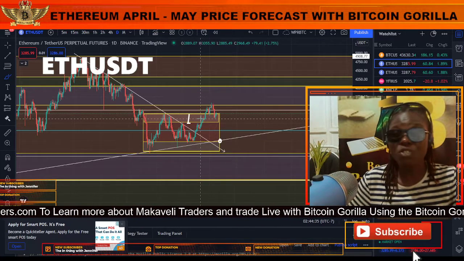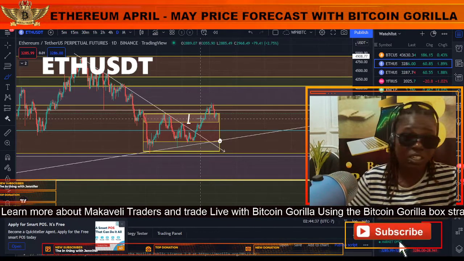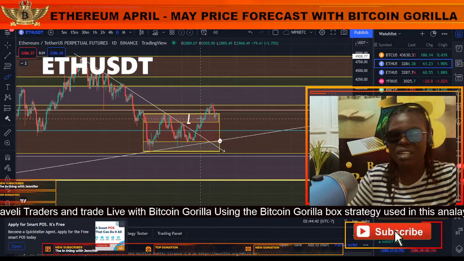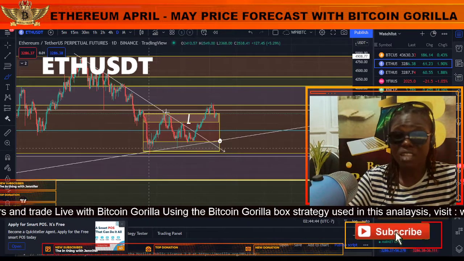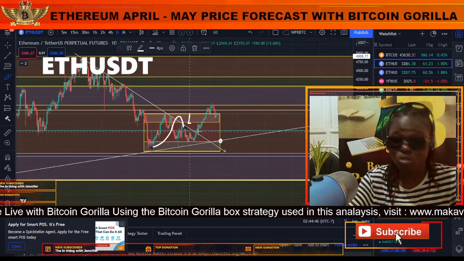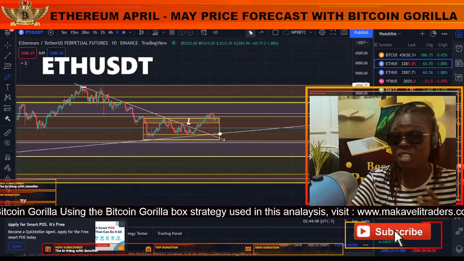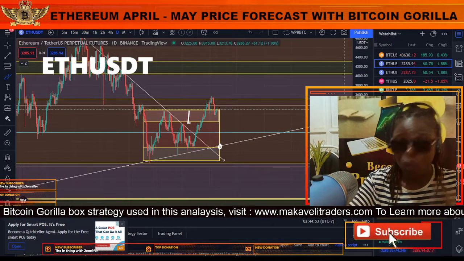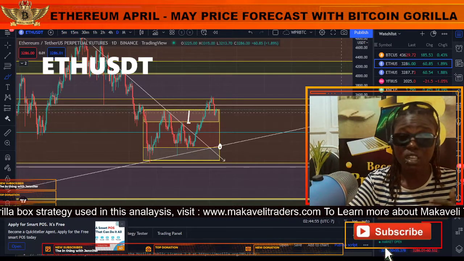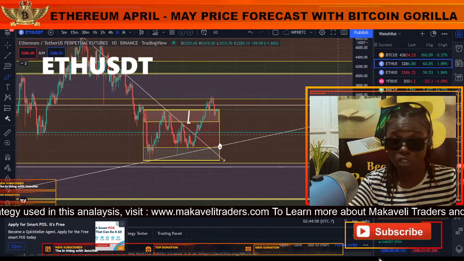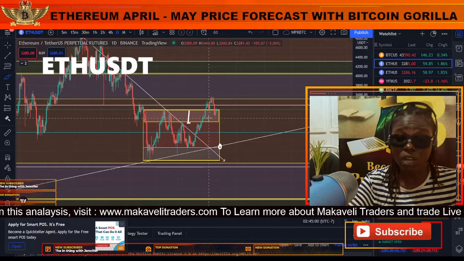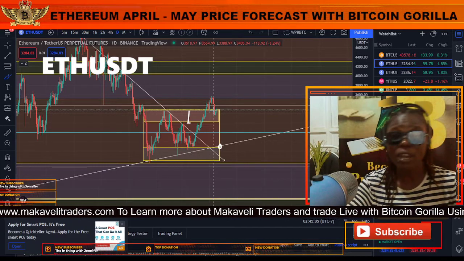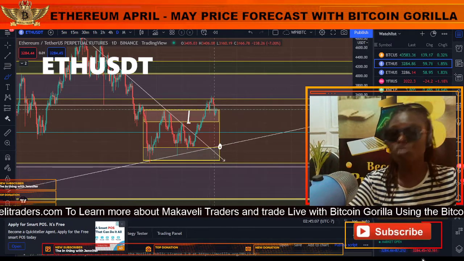The reason you might wonder, do I still trade with all this? Yes, I trade. This is why I trade with the family. But I understand that this market is not every day you can trade. I look at the market and I only take opportunities that have over 65% to 75% chances of playing out, because I'm a high leverage trader and thanks to my Bitcoin Gorilla box and the laws that are used in trading. So we have trading laws which Makaveli Traders use. This helps us control liquidation.